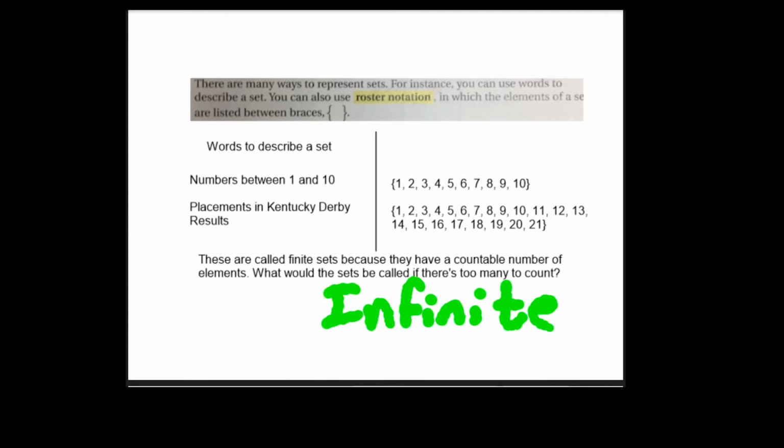An infinite set. You wouldn't want to use roster notation for an infinite set because you'd never end. You would constantly be writing numbers because they wouldn't stop. It goes on forever, just like infinity. So roster notation is good if we have countable numbers like we see here. But if we don't have countable numbers, we have a couple other types of notation that we can use.